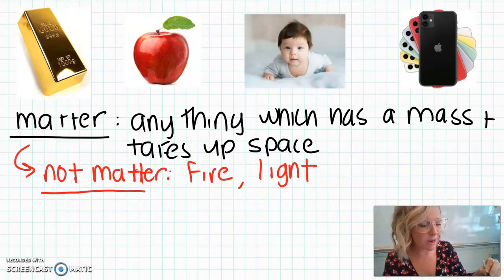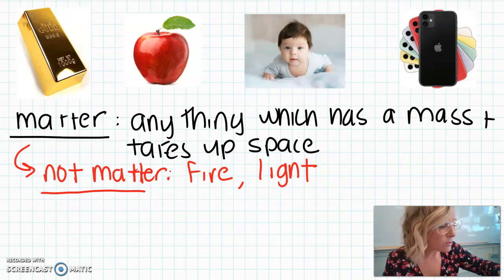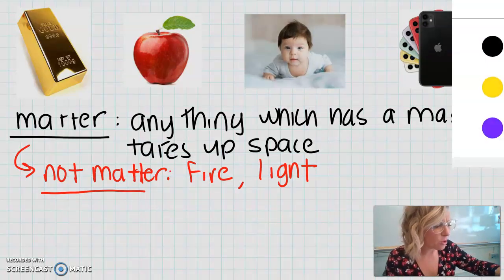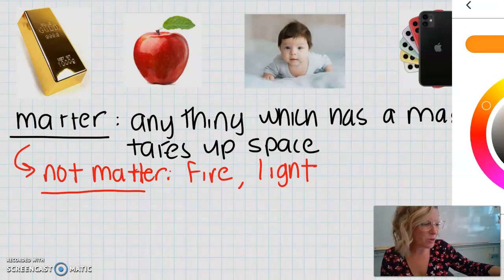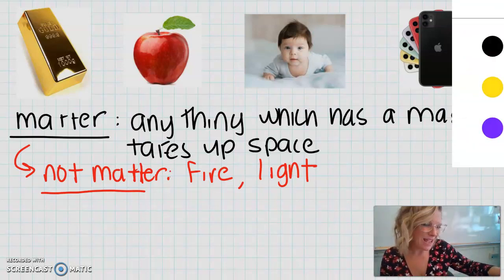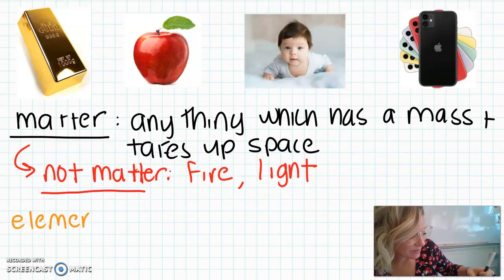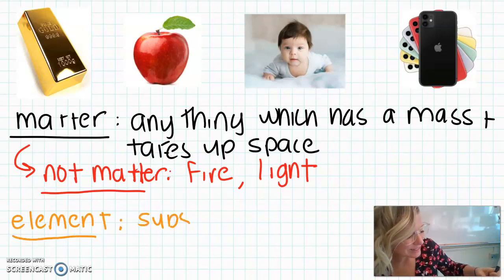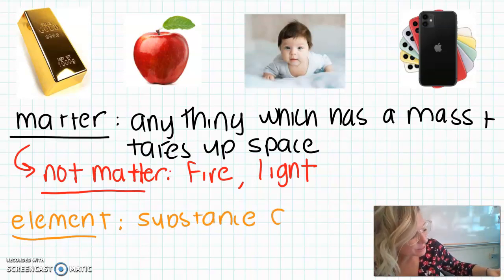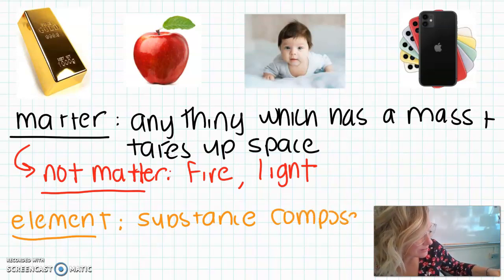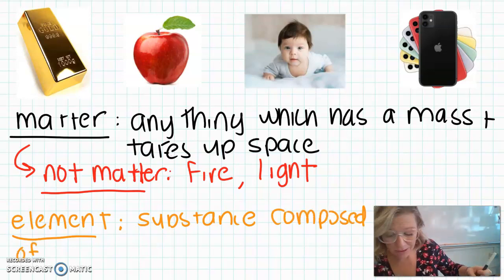Because a gold bar, an apple, a baby, and an iPhone are all very different from one another. So let's start with that gold bar, for example. A gold bar is made up of purely one type of atom, and that's the gold atom, okay? And therefore, gold is considered an element. By definition, an element is a substance, and notice we're using that word substance, everything is considered a substance that is composed of only one type of atom.